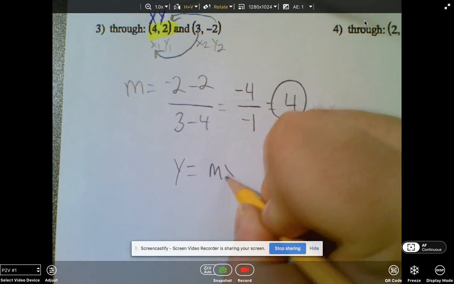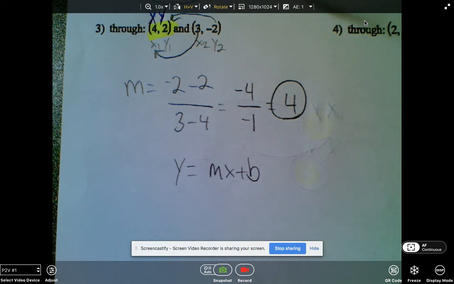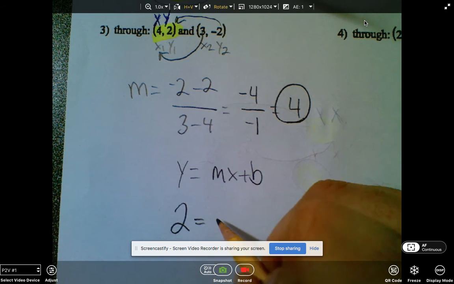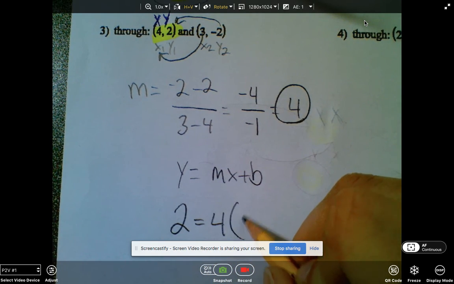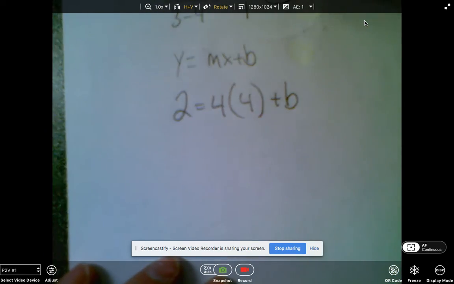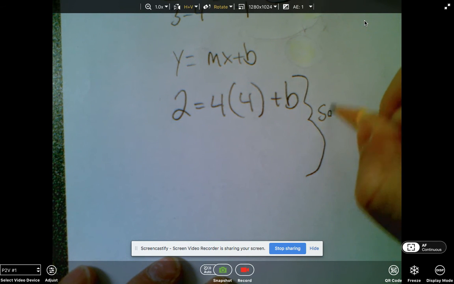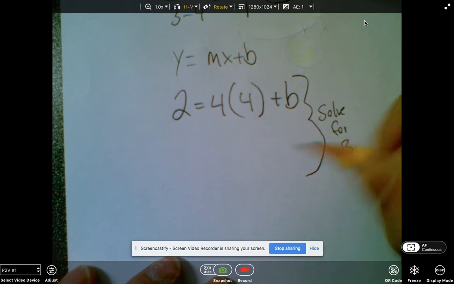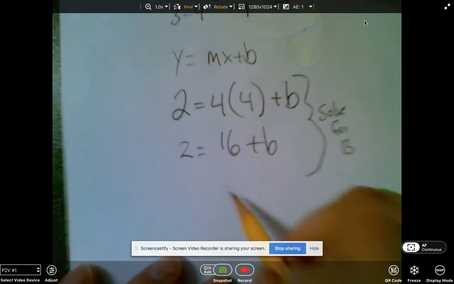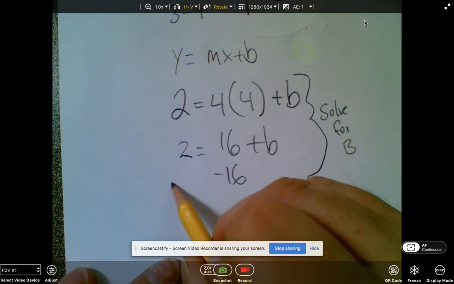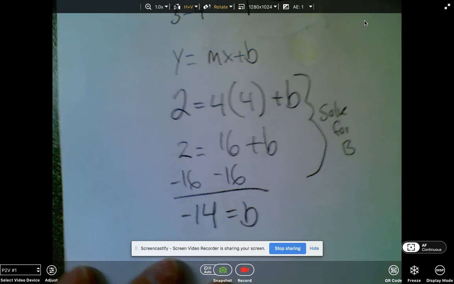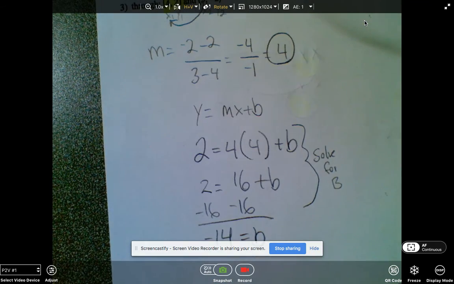Y equals mx plus b. Who thinks they can plug in the y, the m, and the x? Yeah, so it would be 2 equals 4 times 4 plus b. So now the last step is to figure out b and solve for b. Can someone tell me what I'm left with here? 16 plus b. And then the one step, -16, -14 equals b.